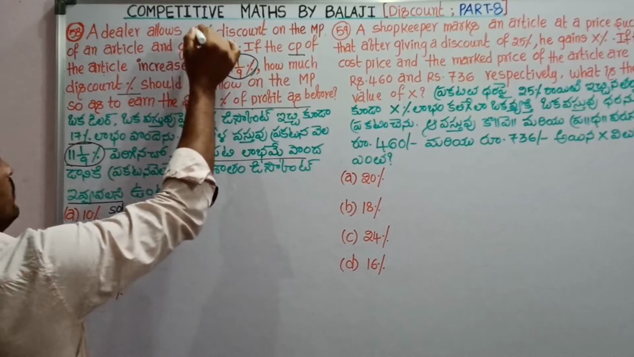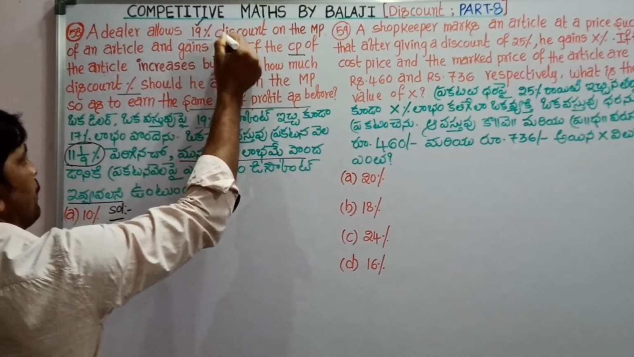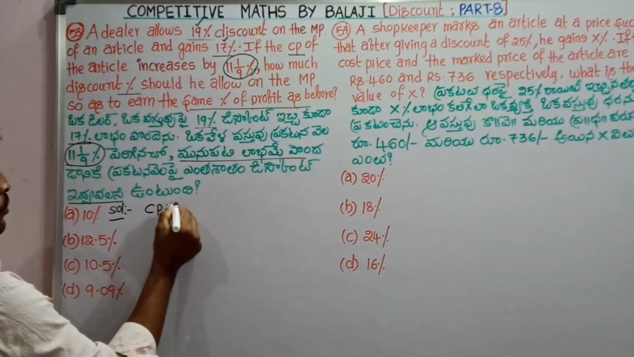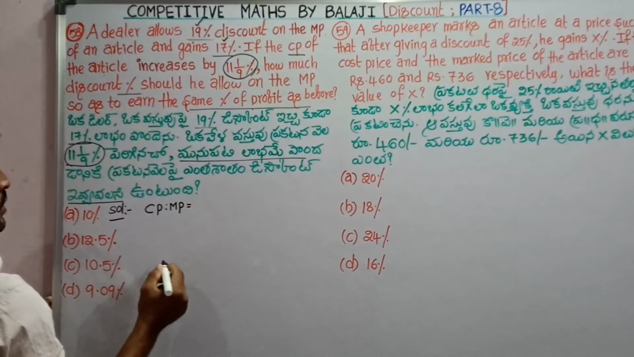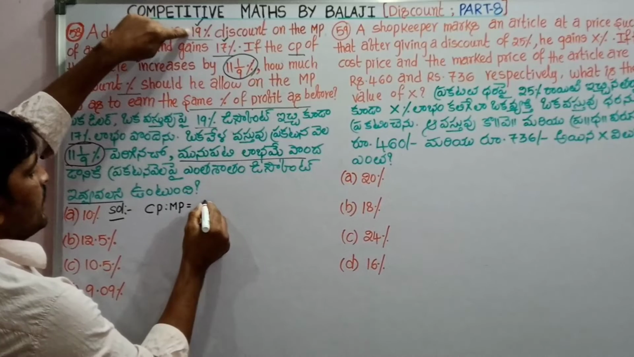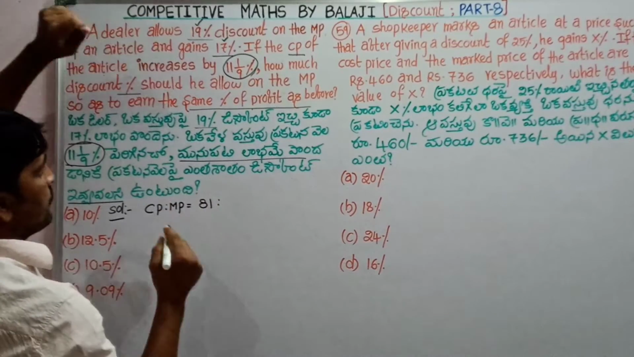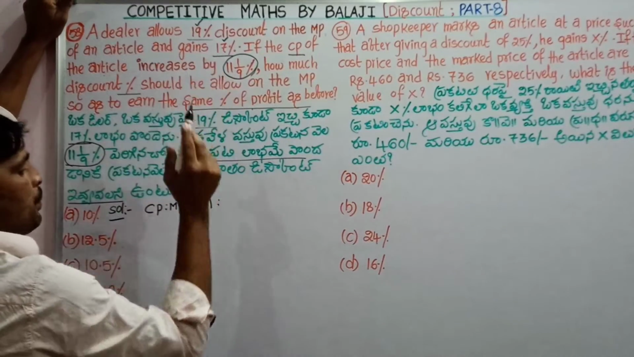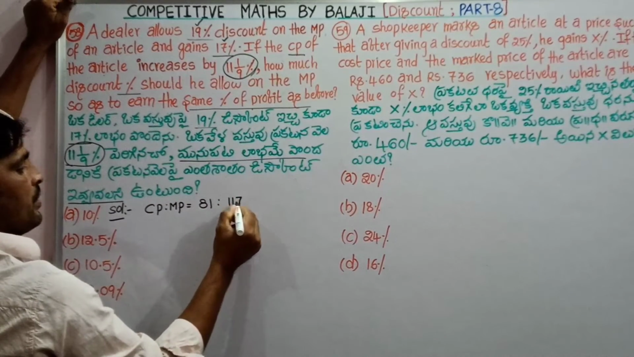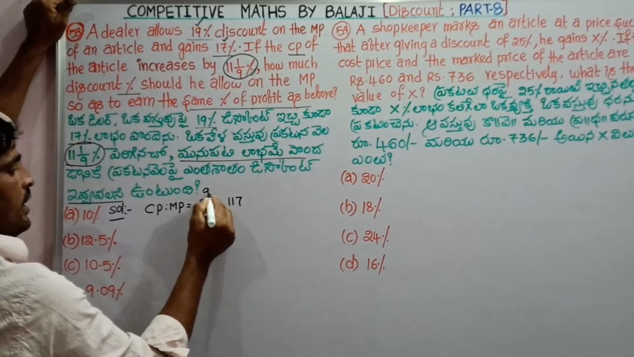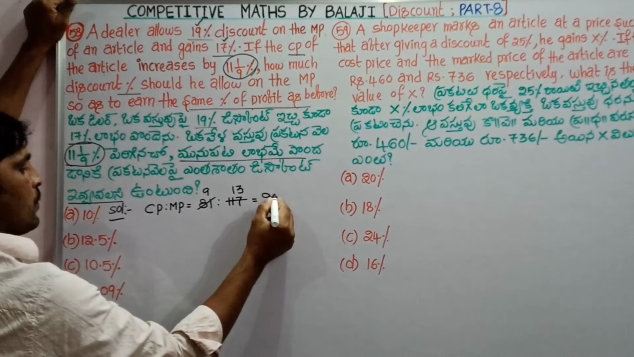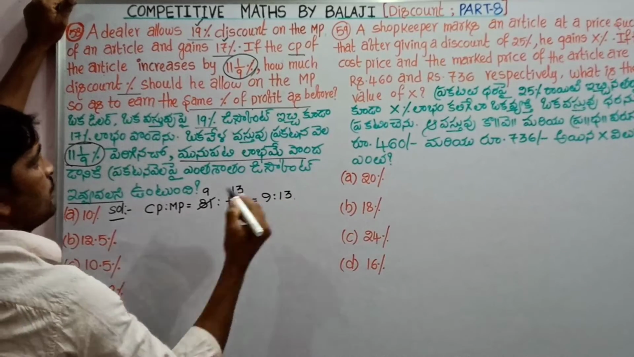Yes, we are given discount percentage and gain percentage. So directly we can get the cost price to market price ratio here. That is CP to MP is equal to 100 minus discount. Since discount is 19, 100 minus 19 gives us 81. And it is to 100 plus gain. 100 plus gain is 100 plus 17, 117. That means 9 9s are 81, 9 13s are 117. So the ratio of cost price to market price is 9 to 13.